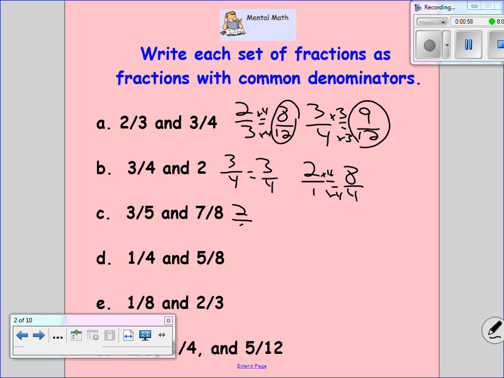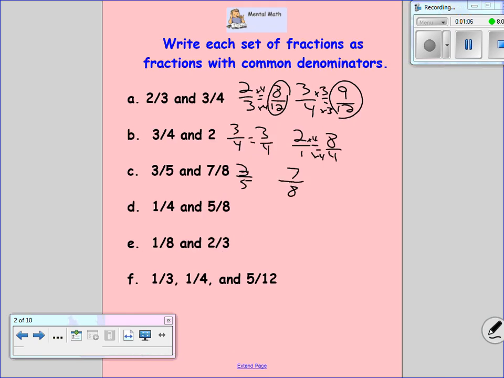3/5 and 7/8. Apologize, make this 3/5 and 7/8. Common denominators, let's put these into 40. Times 8, times 8 gives me a 24. Times 5 gives me a 35/40.